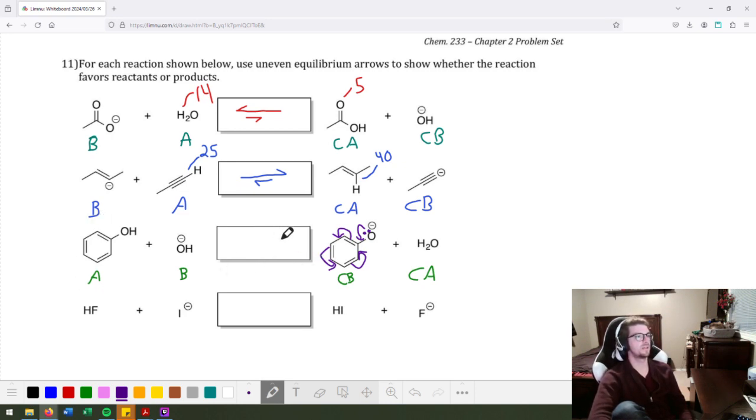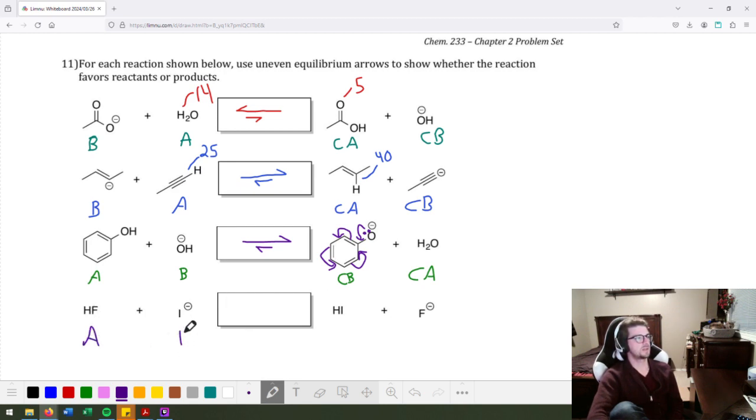So this, is that right? Stronger acid. Yeah, the exact opposite of what I said, but I'm sure you were keeping up with that, so no worries. So phenol is a significantly stronger acid than water, which means that the equilibrium arrows go this way because it always favors the side with the weaker acid. Okay.